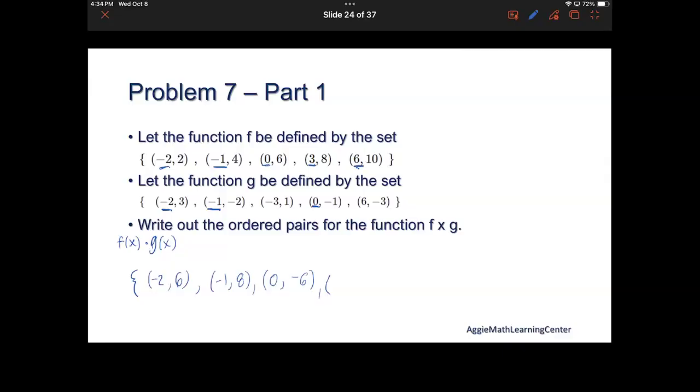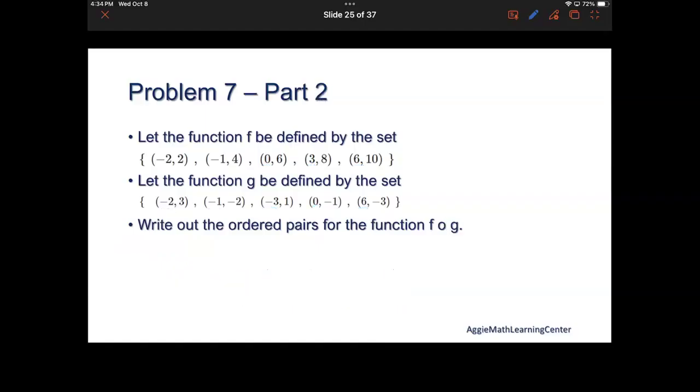I see an input of 6 and another input of 6, so we're in business. And 10 times -3 is -30. Awesome. And because I already checked, like, oh, there's no -3 in f, we're good. That's all of the ordered pairs that are in the function f times g. So I kind of wrote on top of it, but I think we're right.